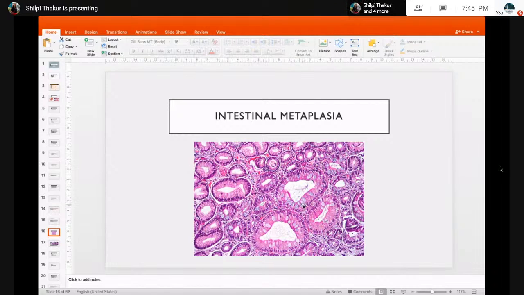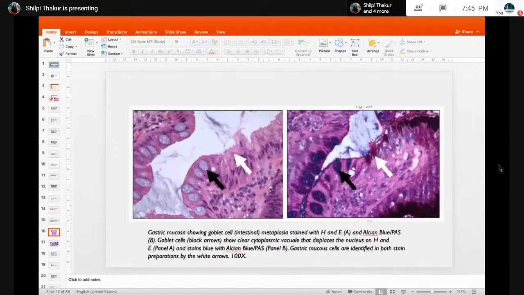You can see the presence of these goblet cells, which is in the H&E stain. Now, this is the photograph where you can compare the H&E stain with the PSAB stain. So here, the black arrow denotes the presence of the goblet cells. So it shows a clear cytoplasmic vacuole, and the nucleus is displaced to one side, and then this is filled with the mucin. And this white arrow, it is the gastric mucus cells.